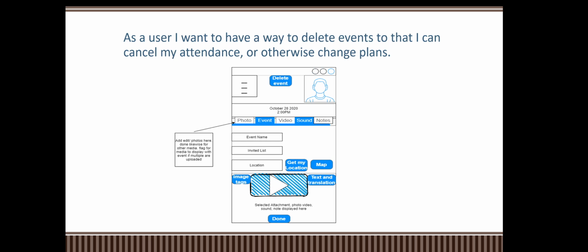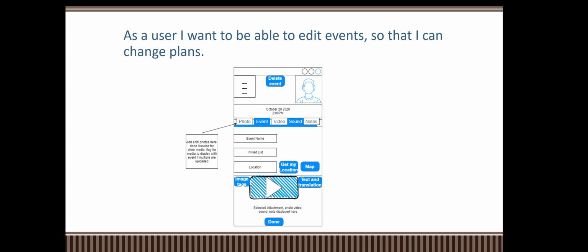As a user, I want to have a way to delete events so that I can cancel my attendance or otherwise change plans. So here, we have a button to delete this event if you no longer want to attend it and or need to change it, etc., whatever. As a user, I want to be able to edit events so that I can change plans. If you don't want to delete the event entirely, you can just edit the fields in here and then hit done, and it will update the event.